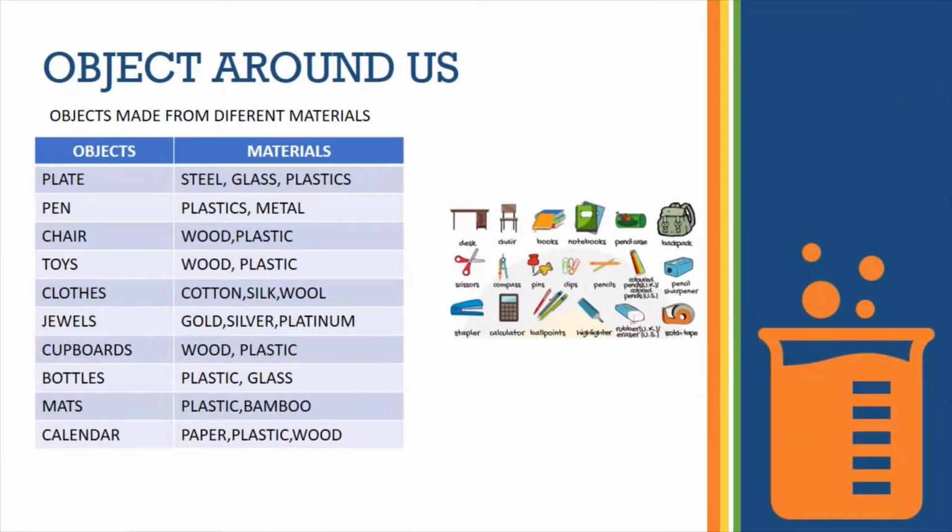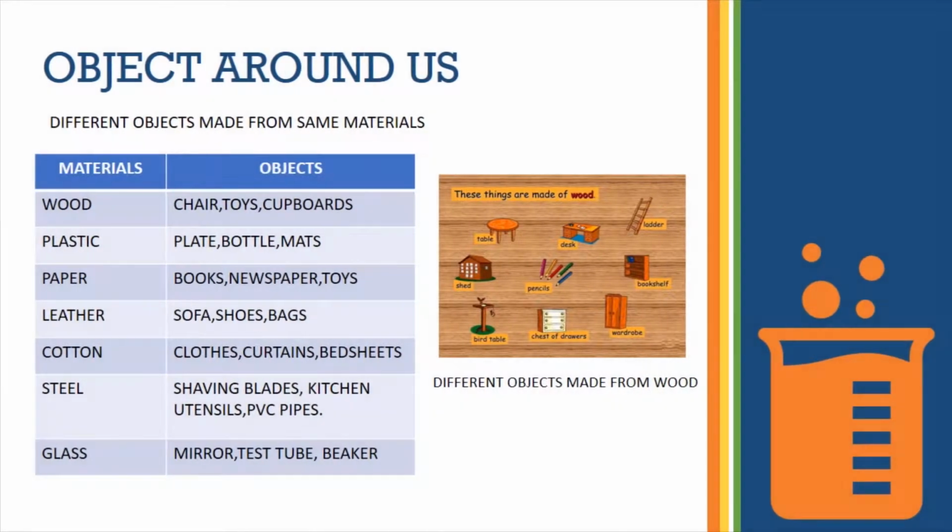Now let us see some examples of objects that are made from different materials. Plate. Plate can be made out of materials like steel, glass and plastic. Another one is pen. Pen can be made out of plastic and metal materials. Next one is chair, toys and cupboards. All these three objects are made out of wood and plastic materials which we use in our day-to-day life. So it is seen that most of the materials that we use are made out of either plastic material or wood material.